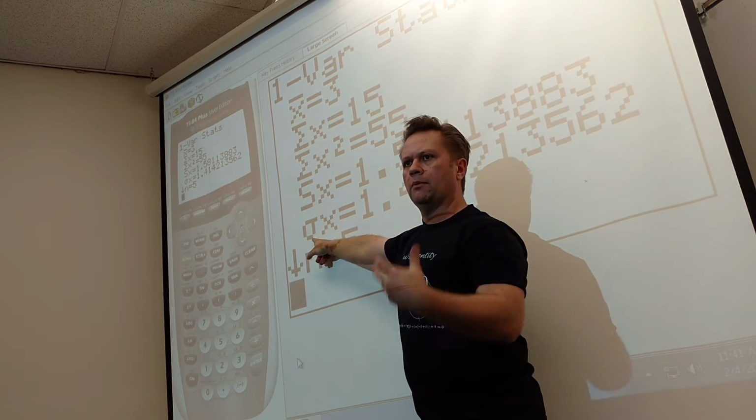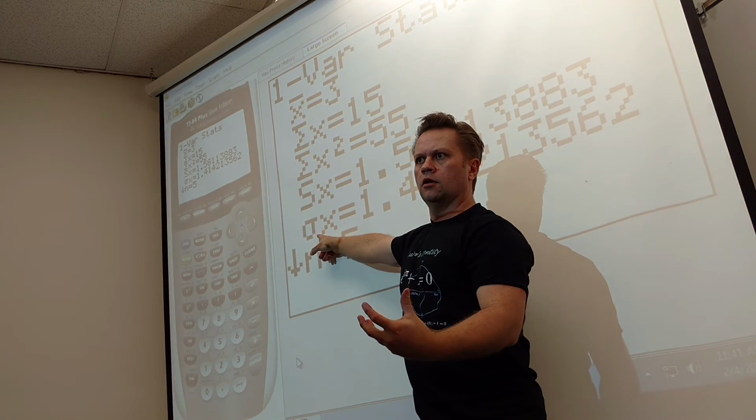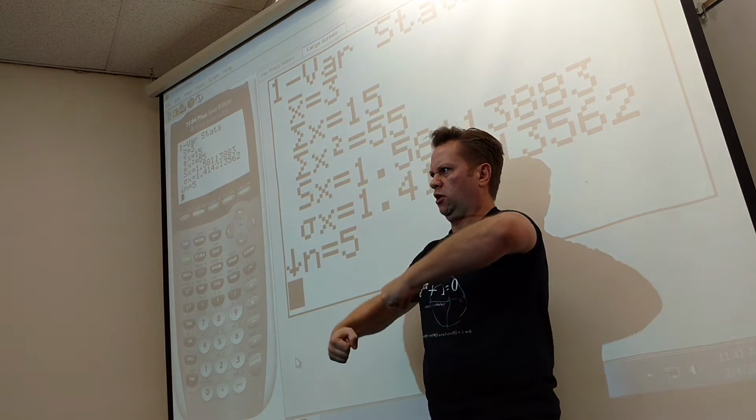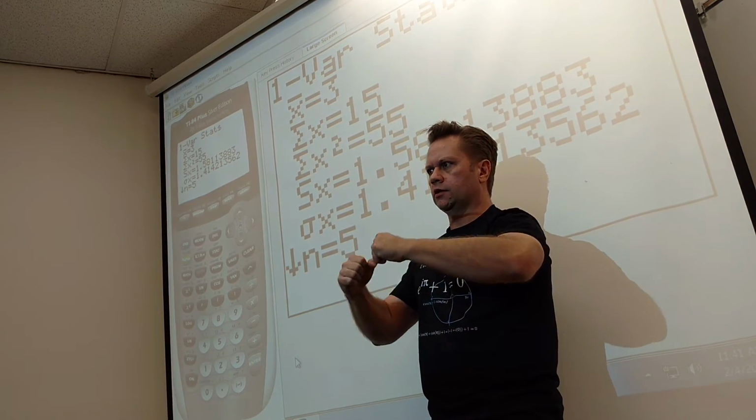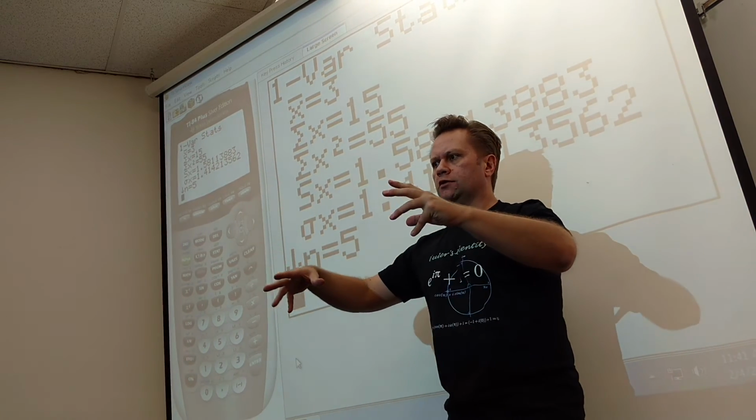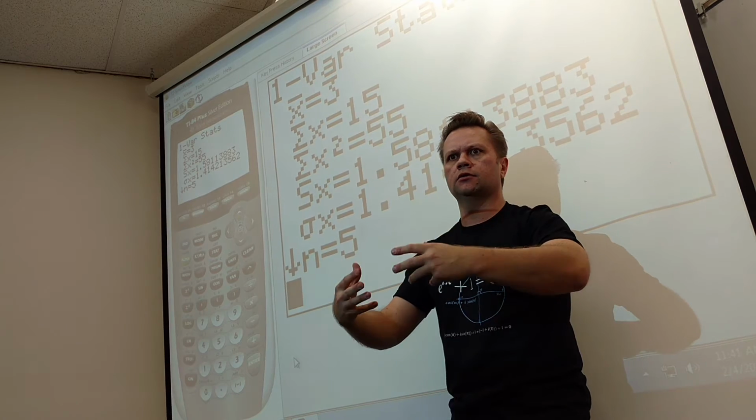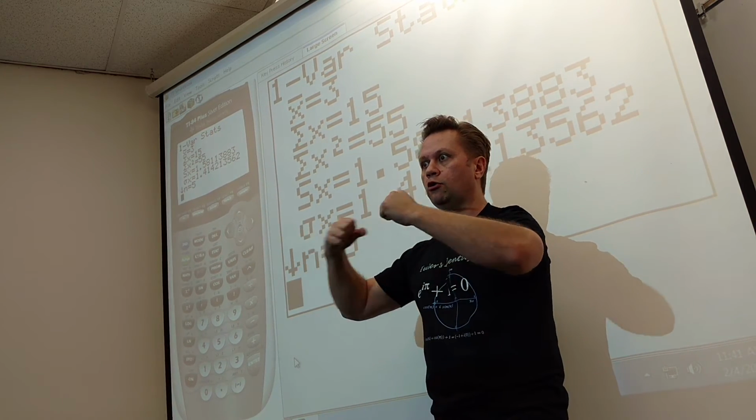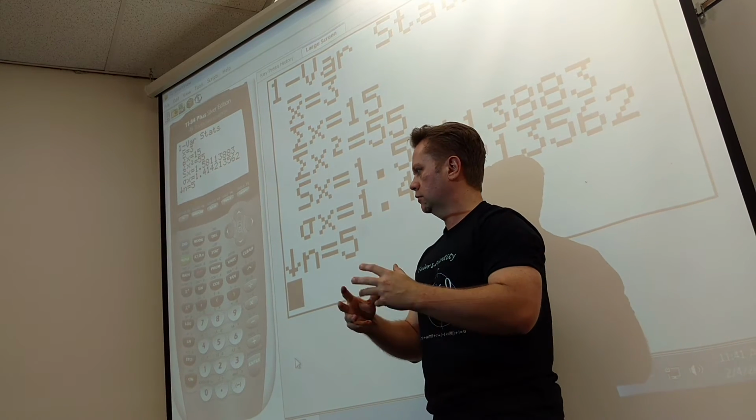Sigma is for a population. So remember, X bar was the sample mean. Mu is the population mean. Sigma is the population standard deviation. S is the sample standard deviation. So samples are always going to have Roman letters. Not always. They're over here. Population is going to sometimes have Greek letters because it's a population.